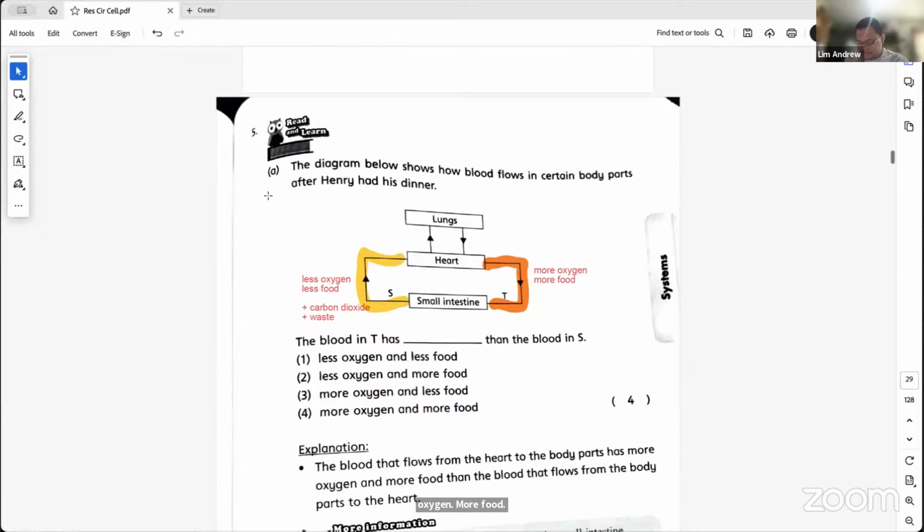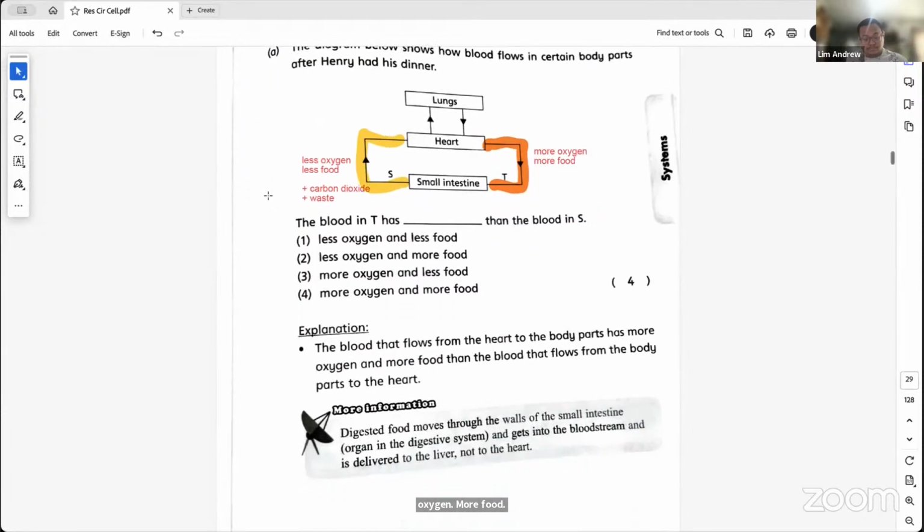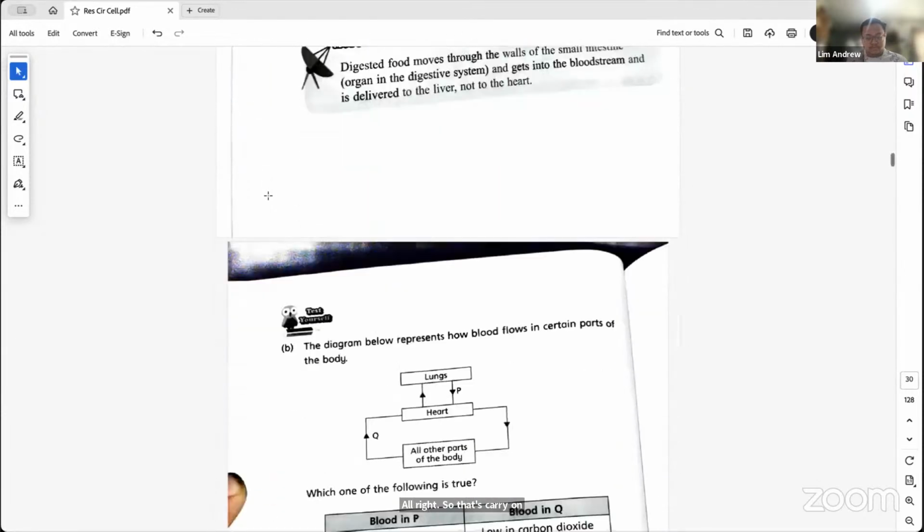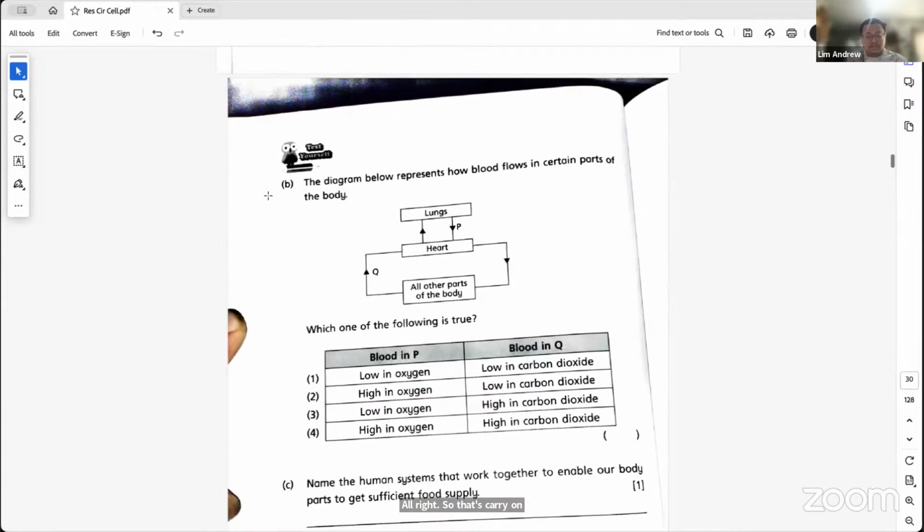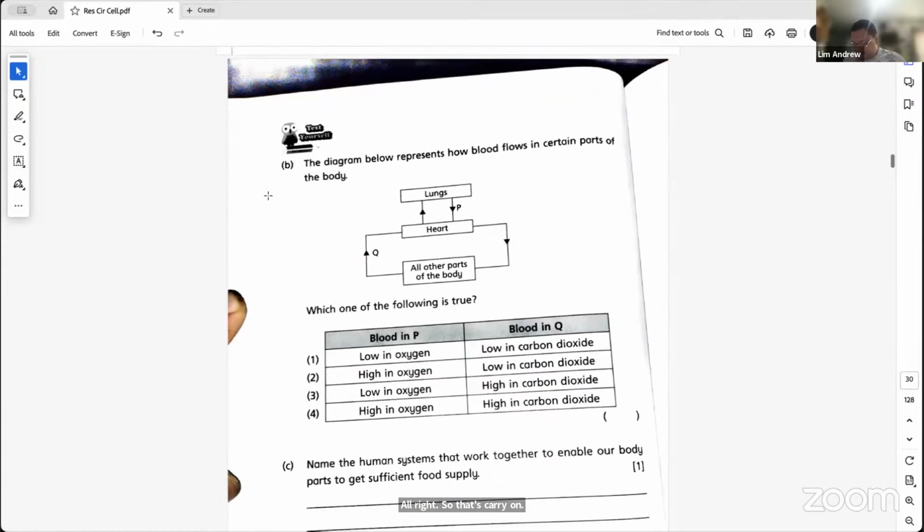So let's carry on. For this 5B, any volunteers to take this question? Nope. Let's carry on then.